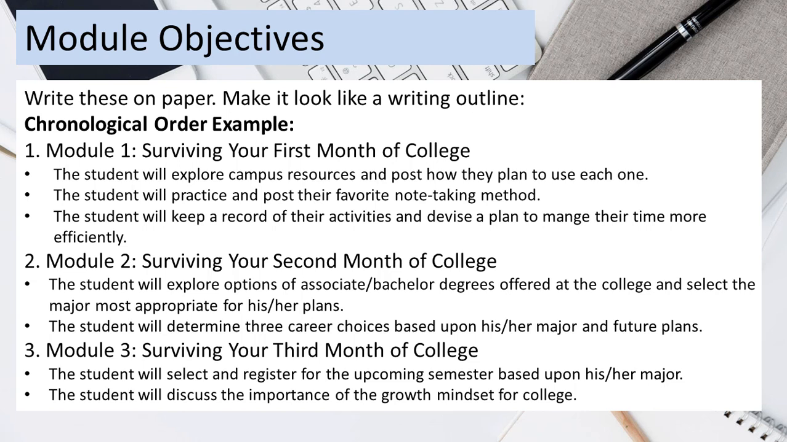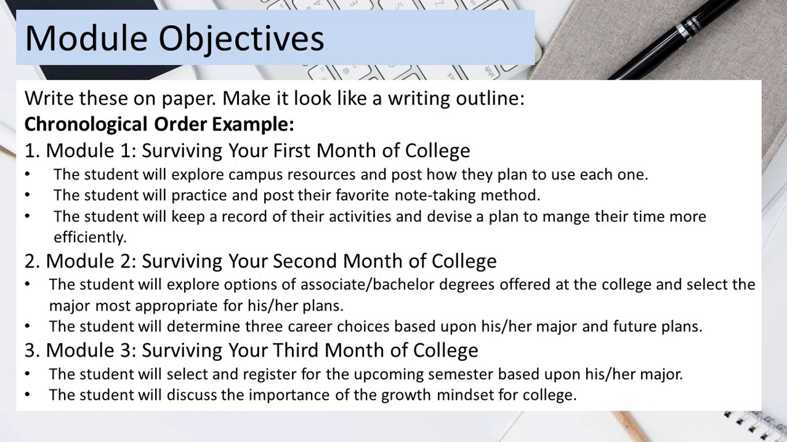I can see that. Module 2, surviving the second month of college. The student will explore options of associate and bachelor degrees offered at the college and select the major most appropriate to his or her plans. Can I see them select it? Yes. The student will determine 3 career choices based upon his or her major and future plans. So again, what you're basically doing here is listing out the module, what you want to name the module, as well as listing those objectives.